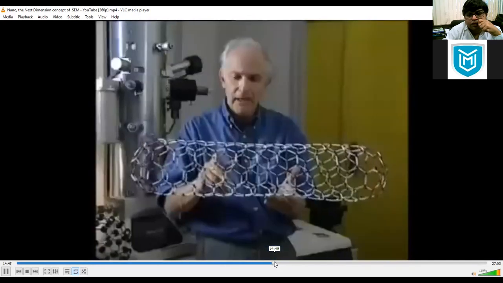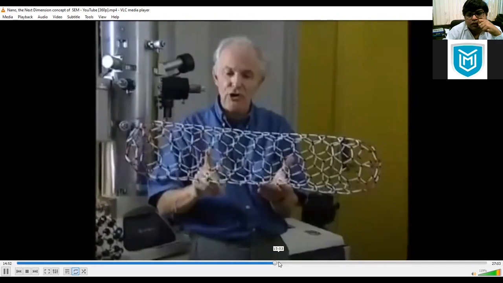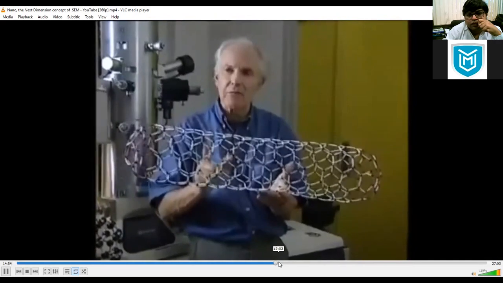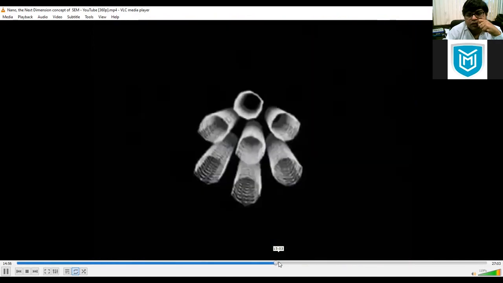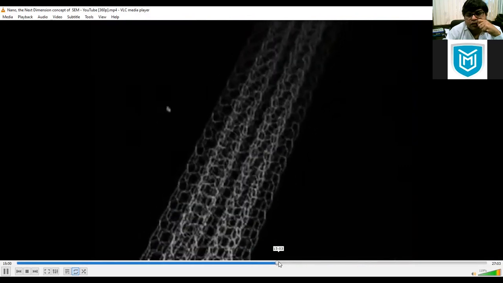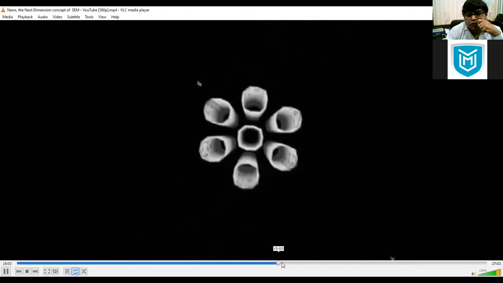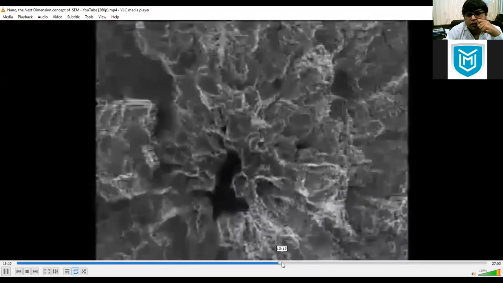Now, the amazing thing about this material is that it is perhaps the strongest object that has ever been made, this tube. And now you have a material that if you could put them in bundles of maybe a million, or maybe much more than that, a million, million, million of these, you will have a material which is 100 times stronger than steel and 1/6 the weight.